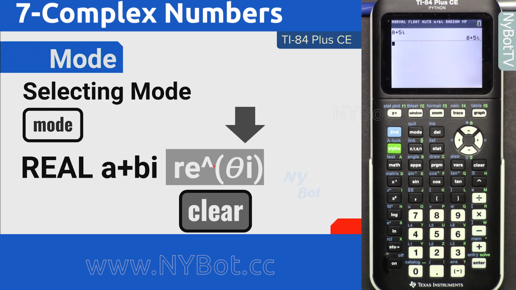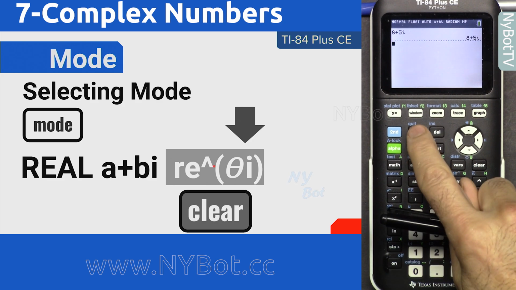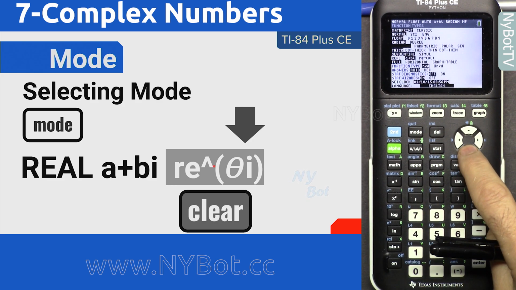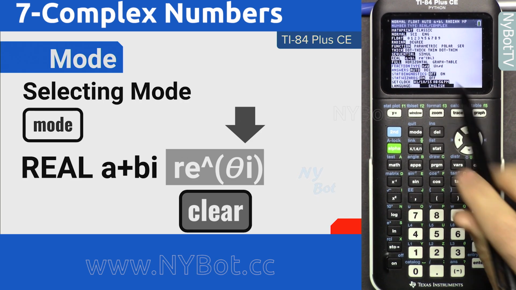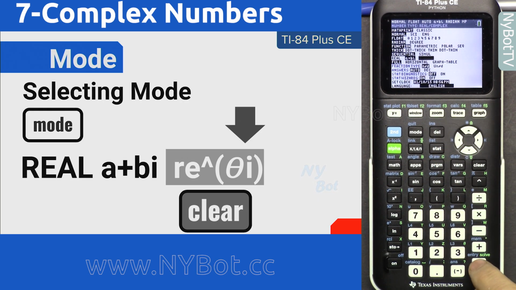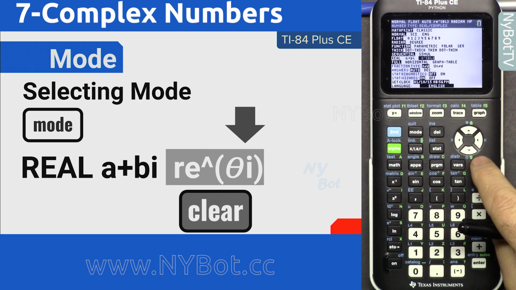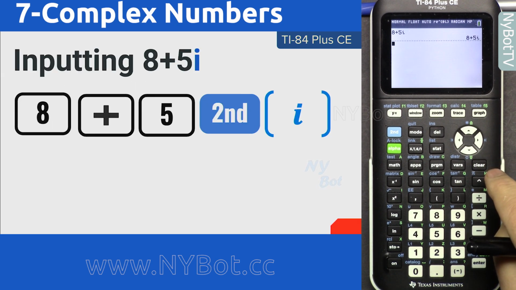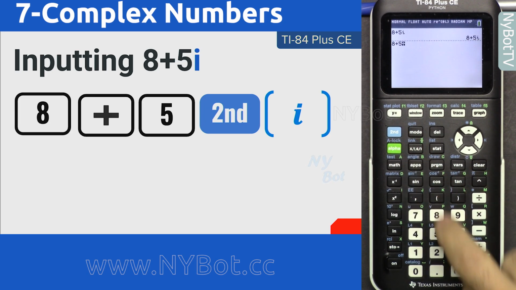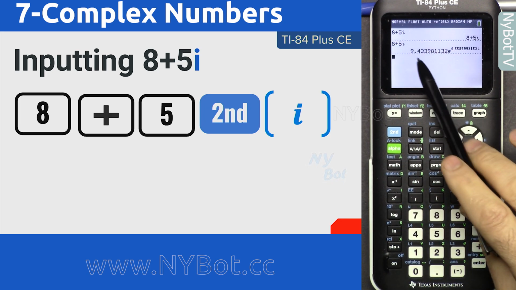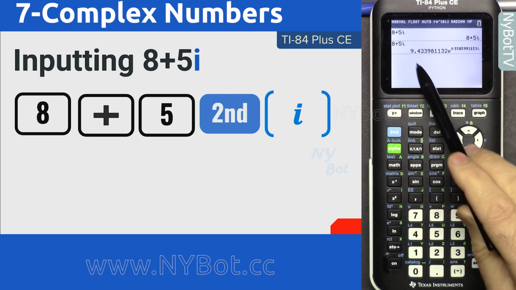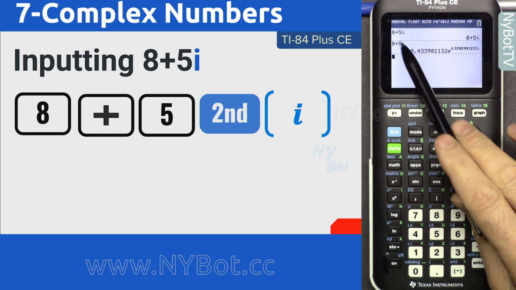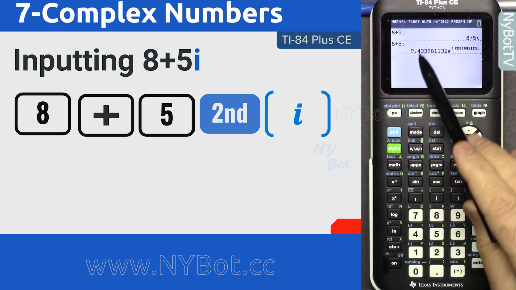And let's select the mode in polar mode and scroll down, go to polar complex, and enter. Highlight is selected, press clear to exit. And now let's enter 8 plus 5, second function i. As you can see, it has converted. The reason it's displayed in this format is the setting. So whatever value you enter, it will be displayed like this.